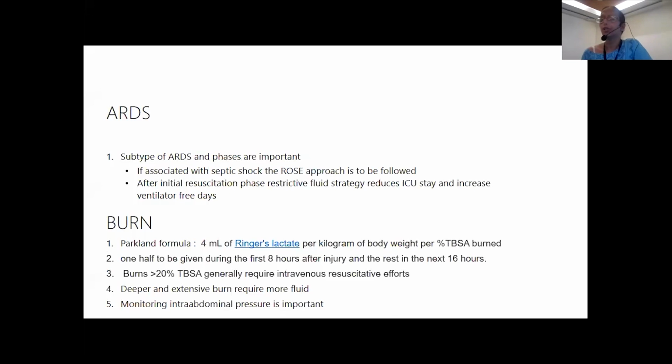Coming to ARDS, very commonly associated with trauma and sepsis. Subtypes of ARDS we have come to know more about in the case of COVID-19. We have type L and type H. In type L, we have less edema and less problem with elastance. In type H, the opposite is true, that is the classical ARDS. In the second type, we require more fluid, so we just have to follow the rules and the Surviving Sepsis guideline. The phases are also the same, and we have to be careful about it. Once the initial resuscitation phase is over, we should keep only the replacement and the maintenance. In burns, the Parkland formula we all know about, but it often underestimates. So we have to take care about the extent of the burn and whether it is a deeper burn or not.